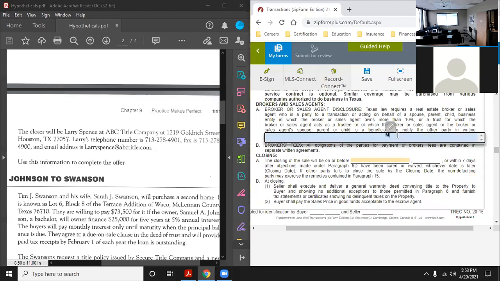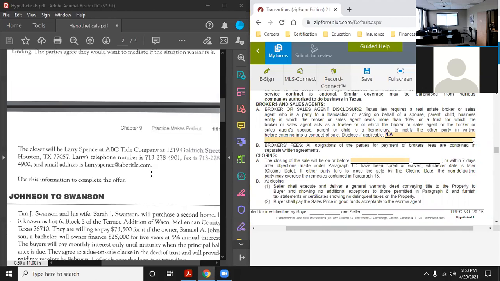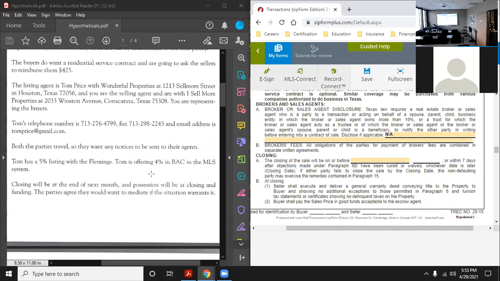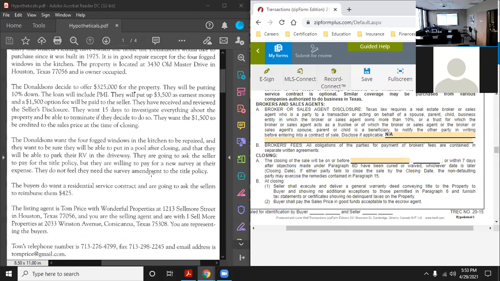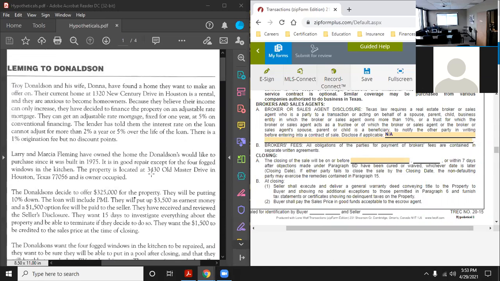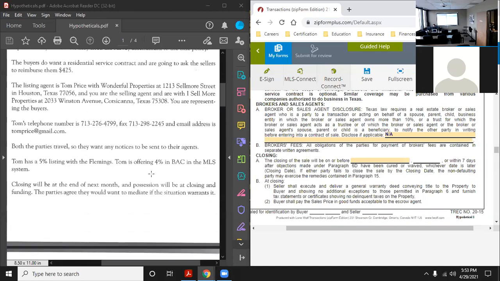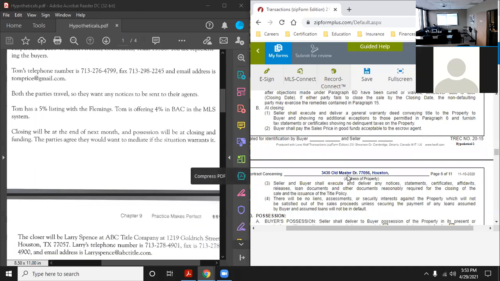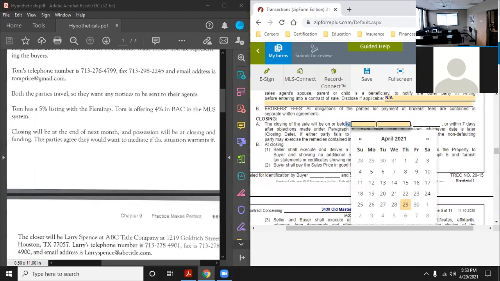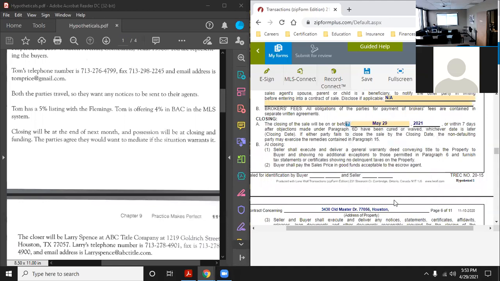Brokers and sales agent, you can just put not applicable because there's nothing in here that says that you are this person's cousin or whatever. And then for closing date, there's nothing in here about the date of closing. So I would just treat this like we are doing a normal 30-day closing like we do with most properties, and just put in here that you're going to do it on, let's just say, June 29th.